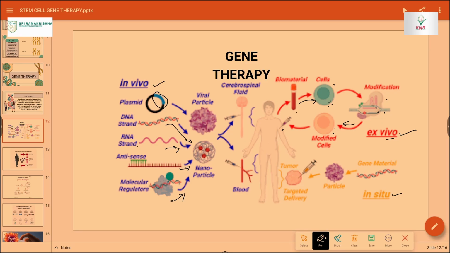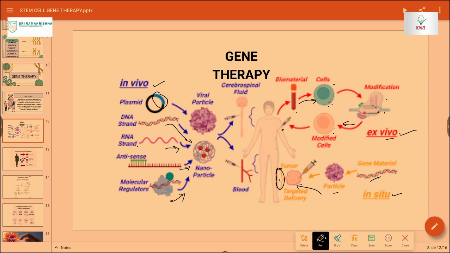In situ is the action at the site. In this picture it is shown that on the leg of the patient there is a tumor. So what we are doing is that we take the genetic material. This particular DNA has a normal condition which will code for certain normal proteins, or it can code for certain proteins that will fight the tumor on the leg. This DNA is integrated inside a particle. It can be a micro or nano carrier, and that combination is introduced into the target. The target is nothing but the tumor site.